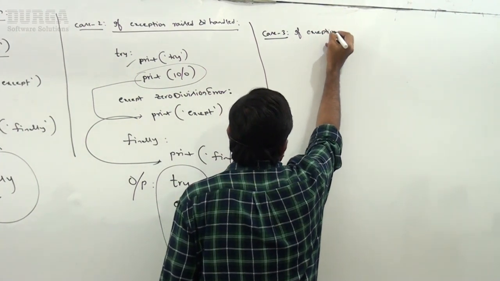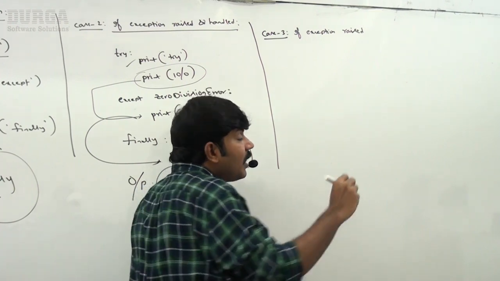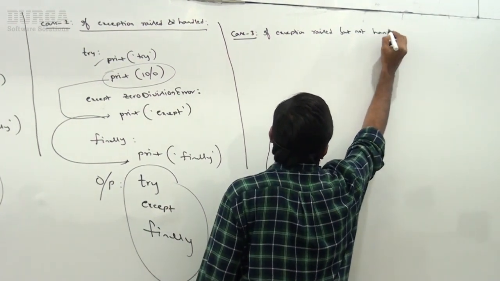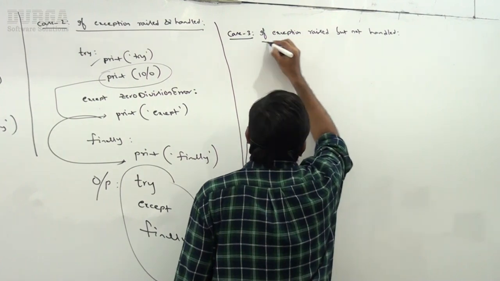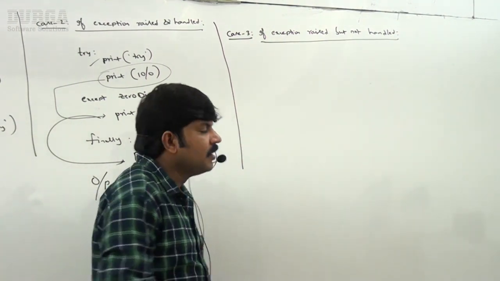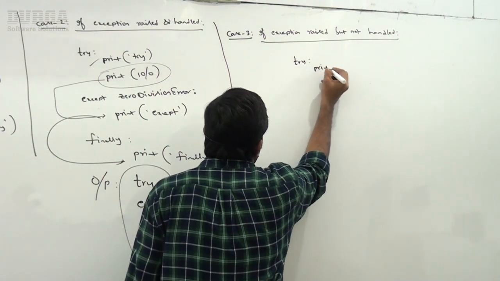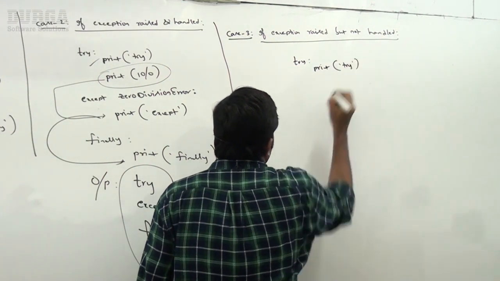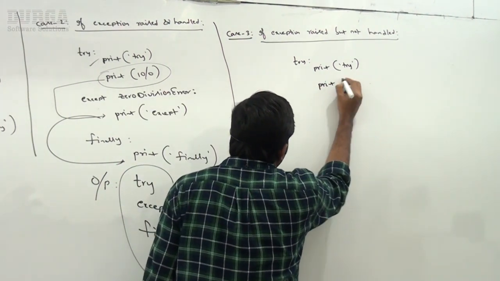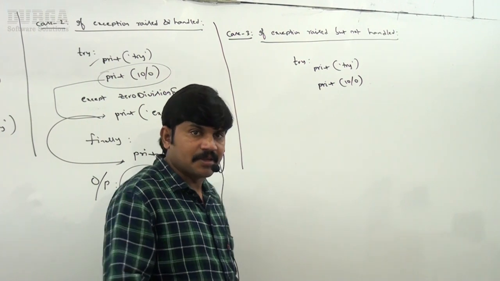If an exception is raised but not handled, what will happen? Is the finally block going to execute or not? Observe: try, print of try block. Next, print of 10 by 0. A zero division error is coming.